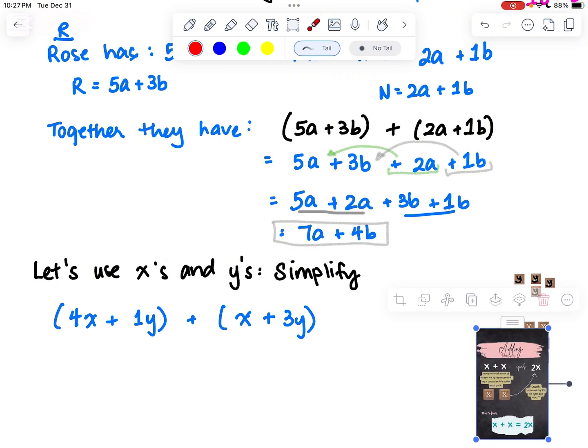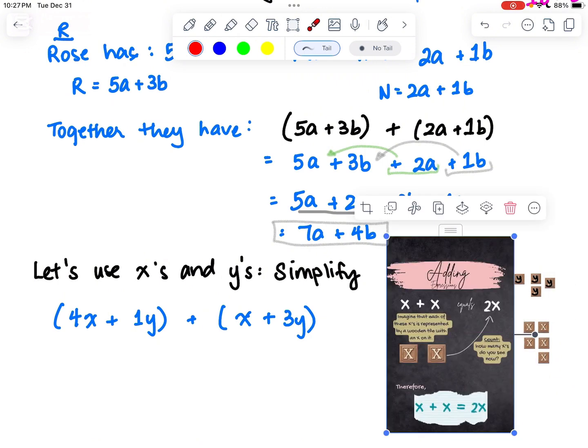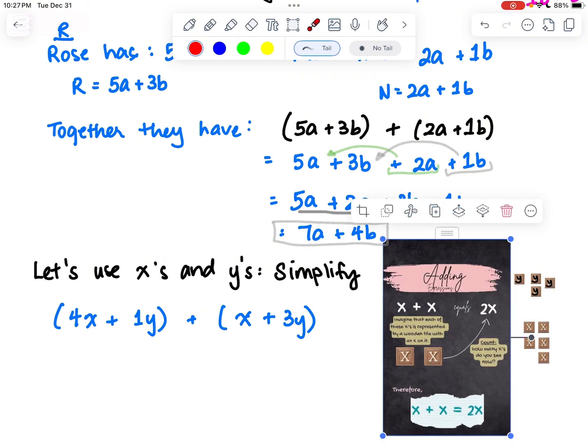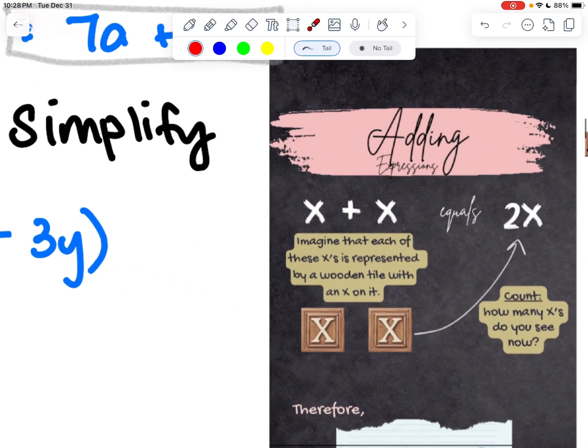Now, in a previous video, I showed you this side of a poster set that I have. And if you had watched it, what we talked about was, if I have a question like x plus x, how you could visualize it is you could say, let's imagine that each of these x's is like a wooden tile with the letter x on it. So x plus x means I have this x and I have a second x. So if I'm adding x plus x, let's count them. We have 2 x's, and that's where this came from.